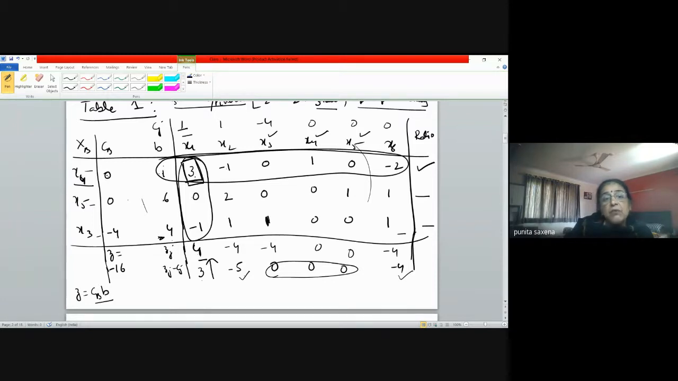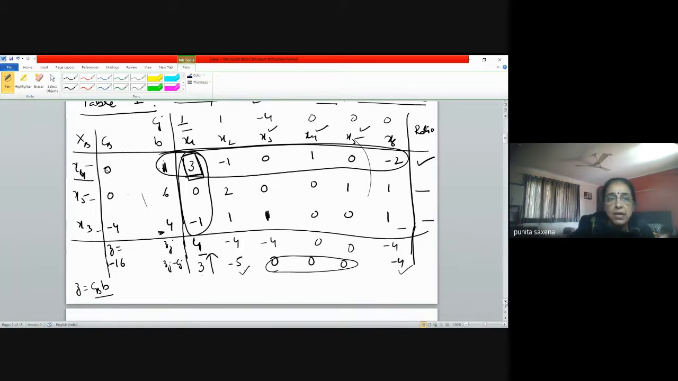Okay, now see, it's not 1. So that means we have to change the row first. So how do we change the row? We divide the first row by 3 throughout. Okay, so now that means that will be my next iteration, which will be my table 2.